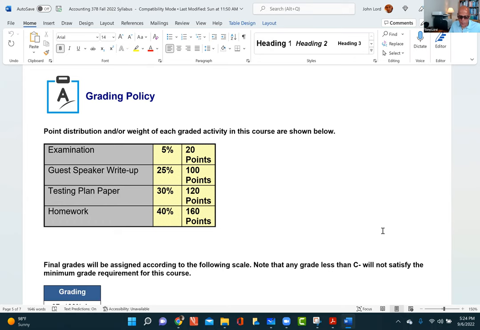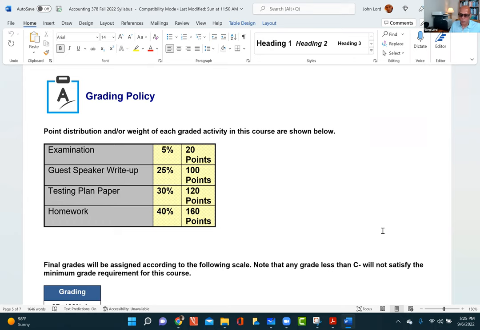Now, let me say something about that homework and the examination. You really are on an honor system to put together a CPA testing plan, start moving towards the date that you're going to take the exam, and make a good, solid, honest effort towards preparing for that date by going through the CPA material. Where I have run into a little bit of trouble with a couple of students in recent terms is they turn in the testing plan paper, they turn in the guest speaker write-up, and then they stop coming to class. They don't do any of the homework.